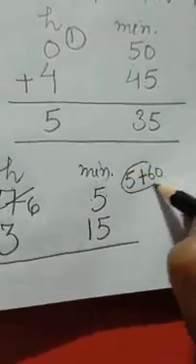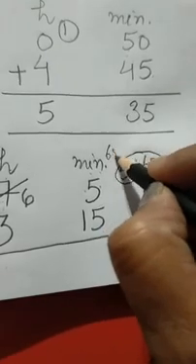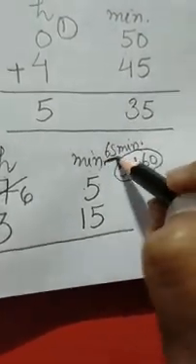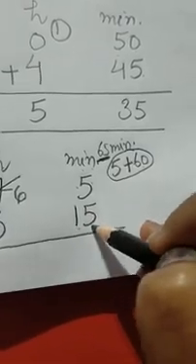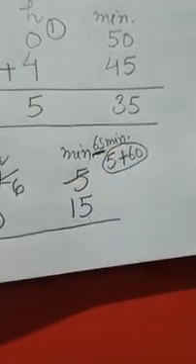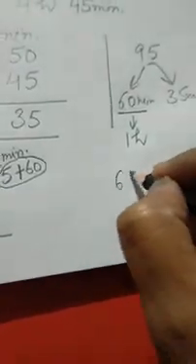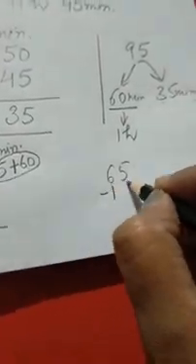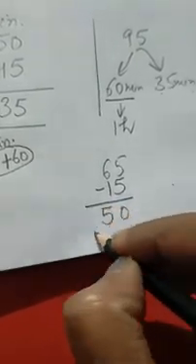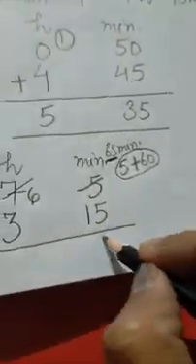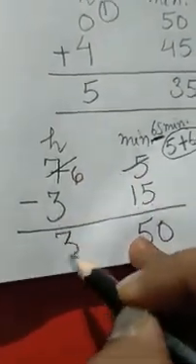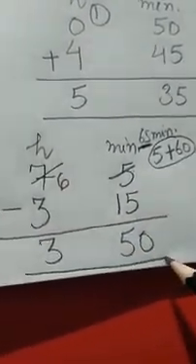So here there will be 65 minutes. Now 65 minutes minus 15 minutes. When we subtract, what will we get? We will get 50 minutes. So here we will write 50 minutes, and 6 minus 3 we will get 3 hours.